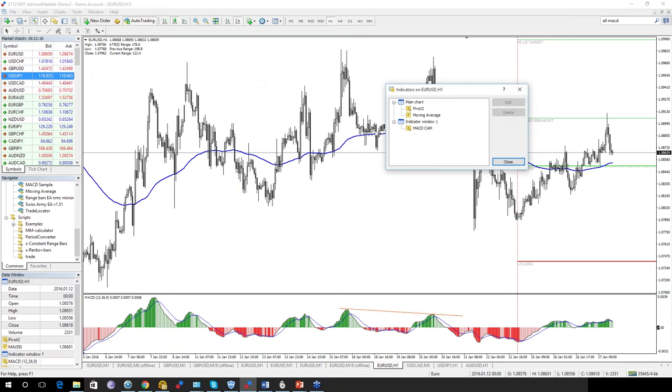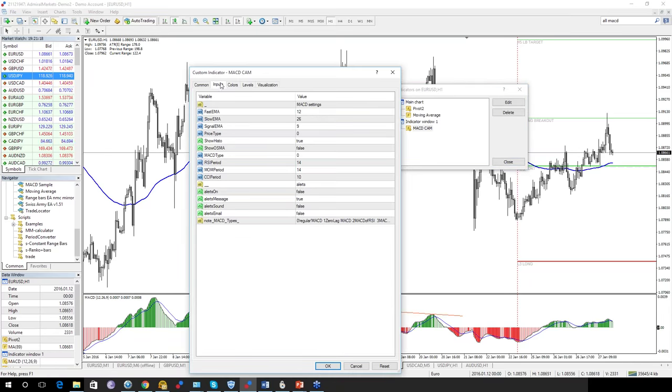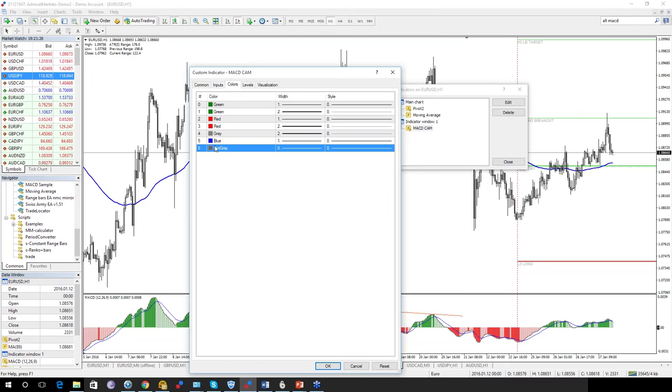The blue line here is basically when you go to colors, you change this column to blue, Ethan, and you will have a blue line here. Just change the color to blue. Okay?